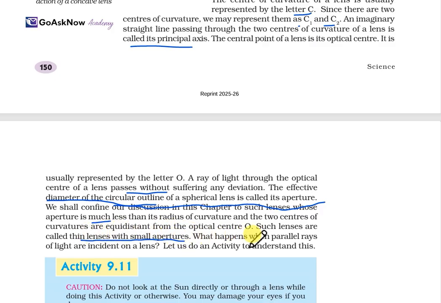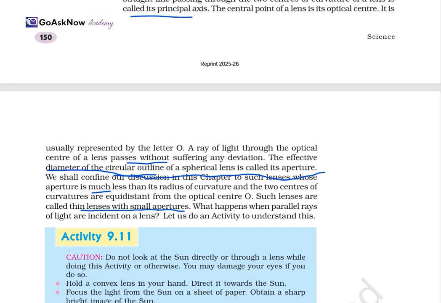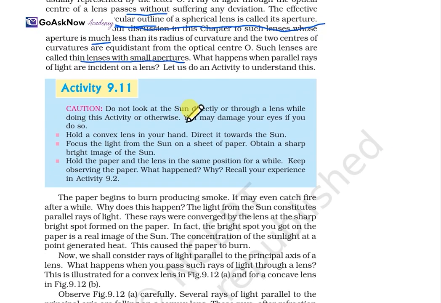What happens when parallel rays are incident on a lens? We'll have an activity for that. Let's read it. Firstly, do not look at the sun directly through the lens while doing this activity. Otherwise, you may damage your eyes.